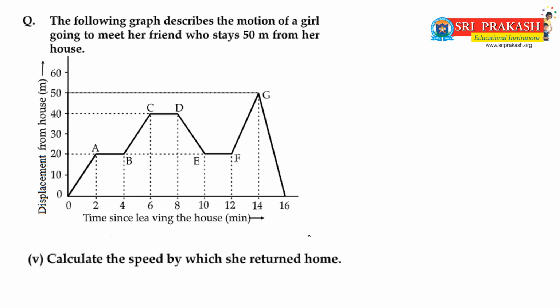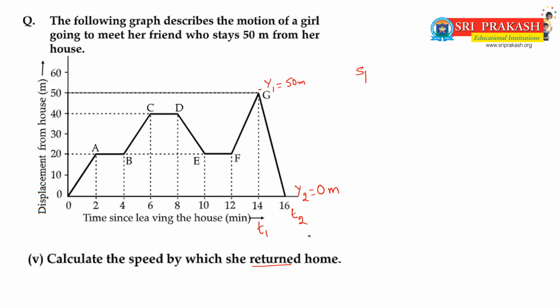Now the last question: calculate the speed at which she returned home. We know her position when she is in her friend's house is G. So this will be her position in the friend's house. I will mark the 14 minutes as T1 and Y1 as her position in her friend's house. We need to calculate the speed while she is returning back. She took 2 minutes, so at 16 minutes she is at her house. Y2 is her position then, which is equal to 0 meters, because the displacement becomes 0 as the girl has reached her house.